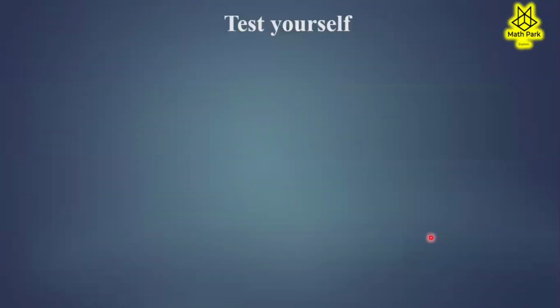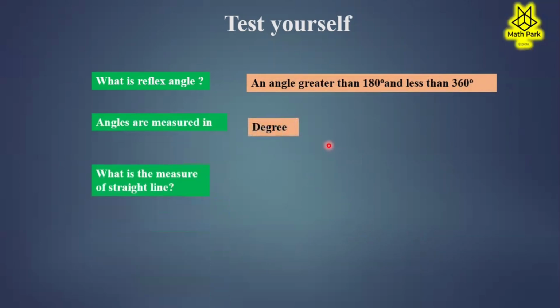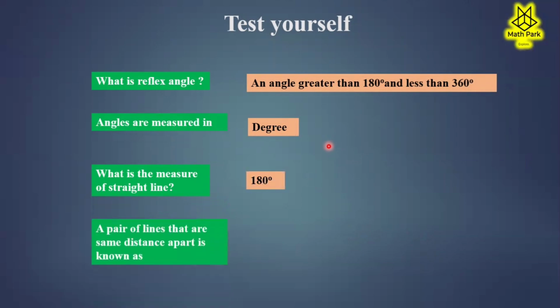Now let's test yourself. What is the reflex angle? Come on. Yes, the angle which is greater than 180 and less than 360. Angles are measured in, yes, degrees of course. The measure of a straight line is 180 degree, right? Before me you should be answering. A pair of lines that are at same distance apart is known as parallel lines.